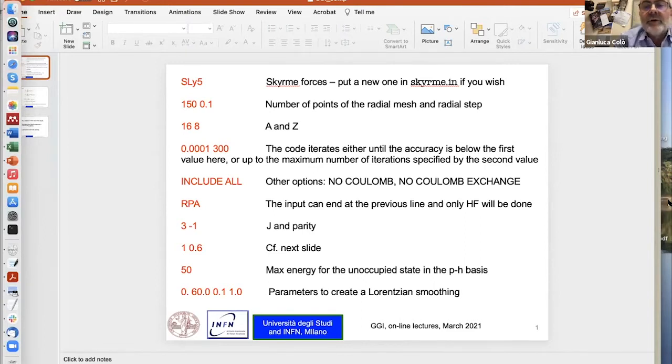And in the first line, you should put the name of a Skyrme force, your favorite one, or whatever you like. If you want to start from something, you can use this SLy5, which is one of the Skyrme forces fitted by the Lyon group. So LY stands for Lyon. Also, the parameters of this functional or force are taken from a file, skyrme.in.